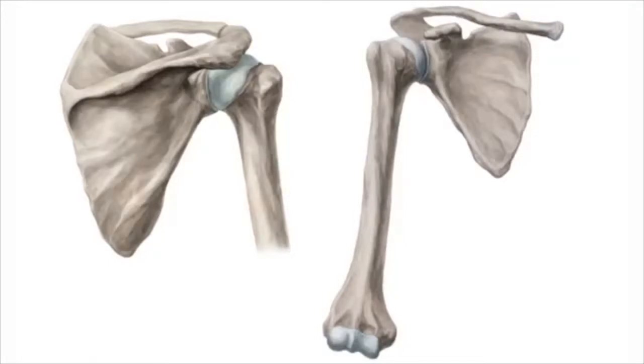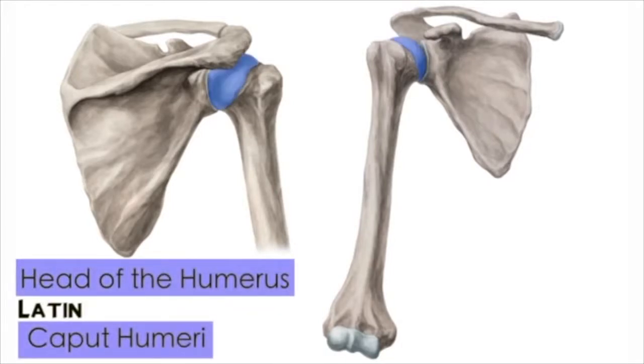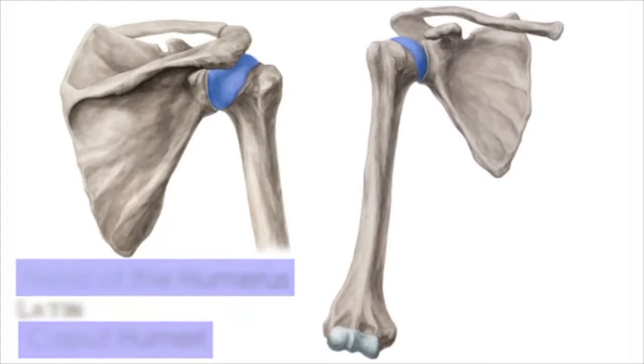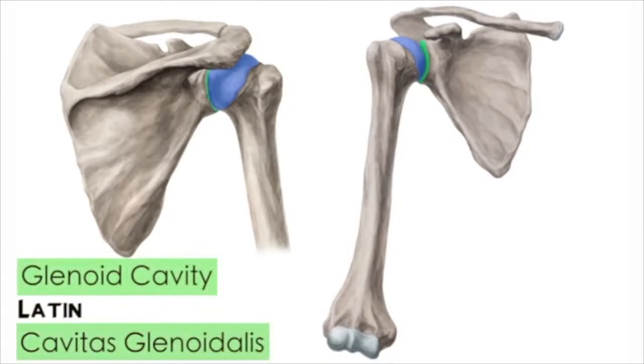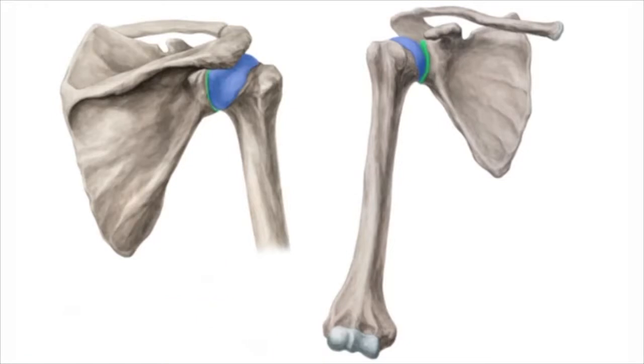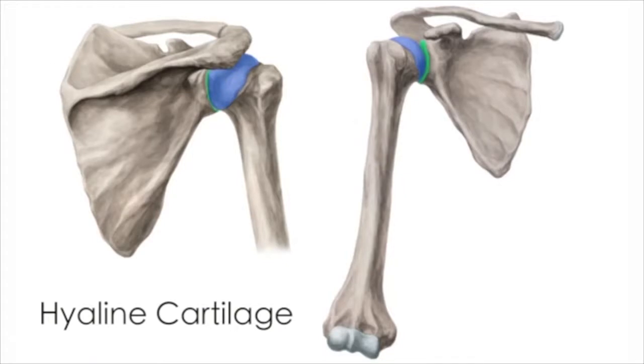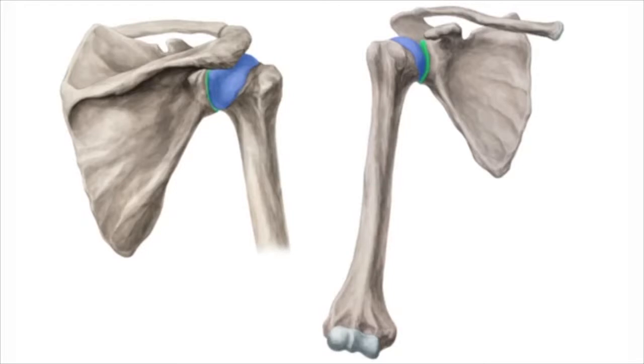Now let's start talking also about the articulating surfaces. The articulating surfaces of the shoulder joint are the rounded head of the humerus, and also the shallow and pear-shaped glenoid cavity of the scapula. Keep in mind that both these articulating surfaces are covered by hyaline cartilage. Very important. Another characteristic about these two articulating surfaces is that the head of the humerus is about 3 to 4 times larger than the articular surface of the scapula, or the glenoid cavity.